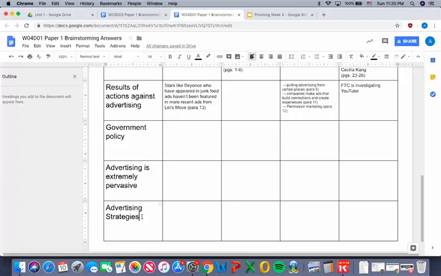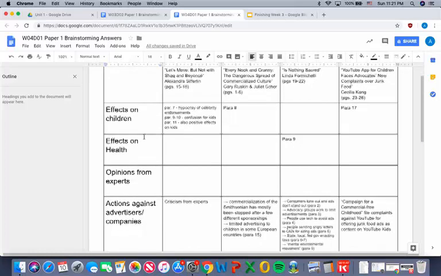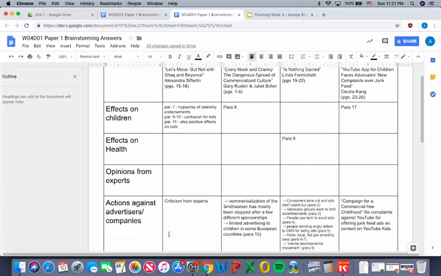I encourage you to think about the content, see what ideas emerge, so that when you're putting your paper together, you have the ideas laid out in front of you and you're able to pick and feel what works best for you. So I can show you that. I filled out this fourth row, row number 4, and in the article "Let's Move, but Not with Shaq and Beyonce" by Sifferlin, I said that the main action against advertisers and companies there was criticism from experts against the Let's Move campaign, but not much beyond that. There weren't any lawsuits or much beyond that, but that's what happened.